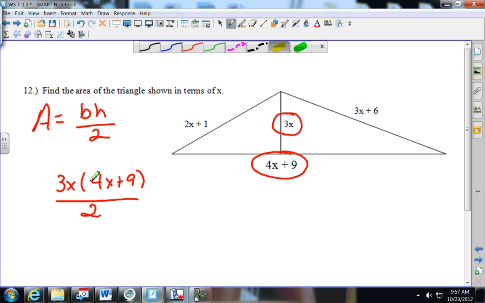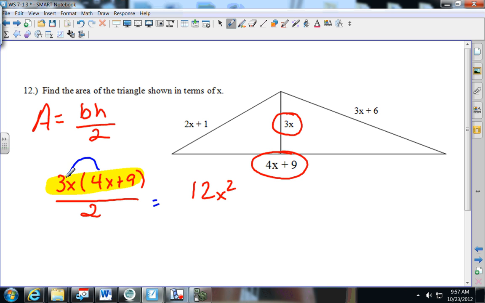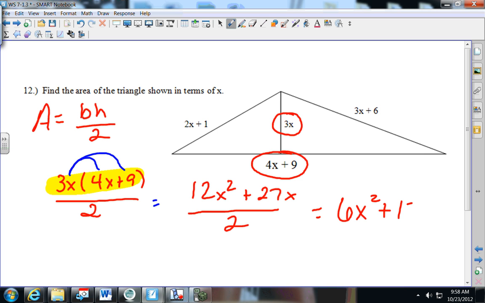First thing we're going to do is this top part right here. So I'm going to take 3x times 4x. I'm going to get 12x squared. Then I'm going to take 3x times 9, plus 27x, all over 2. Now when we divide, I get 6x squared, because 12 divided by 2 is 6. What's 27 divided by 2? 13.5x. This is your area.